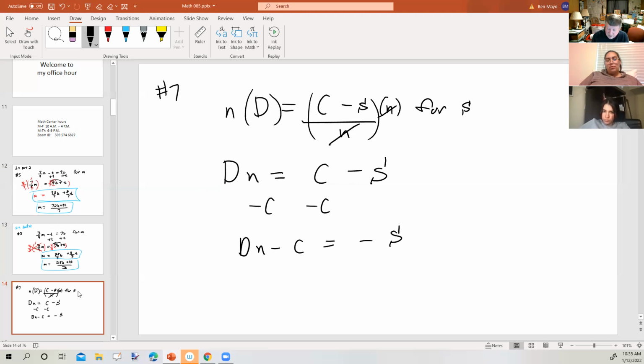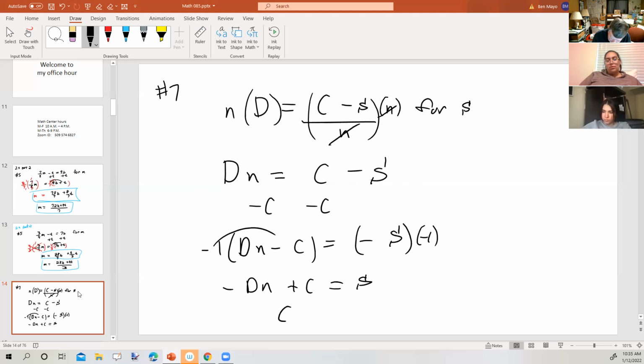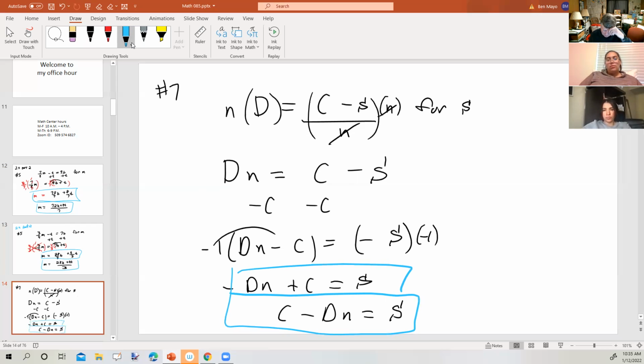Now things are a little tricky because we need s and not negative s. If we multiply both sides by -1, we get negative dn plus c equals s, or you could write it c minus dn equals s. And so either one of those would be okay. Any questions there? All right, that takes us to one more, number 13.